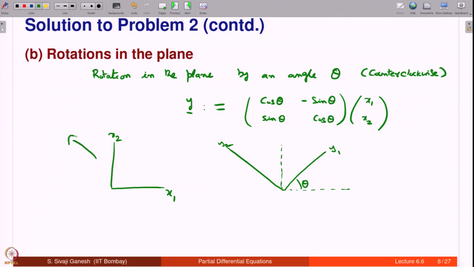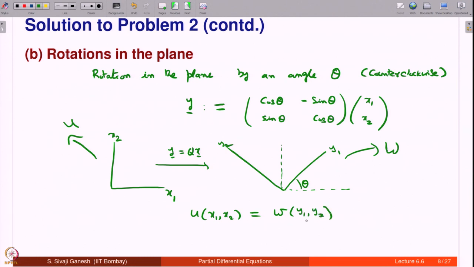So, if I have a function going out of this as u as before under w like that, and from here to here we have this transformation y equal to, let us write that matrix Q times x. Let Q denote this matrix which is here: cos theta minus sin theta, sin theta cos theta. Then we may write u of x1 comma x2 equal to w of y1 comma y2. We are going to differentiate this, compute the Laplacian in both the coordinate systems and show that the Laplacian is invariant.